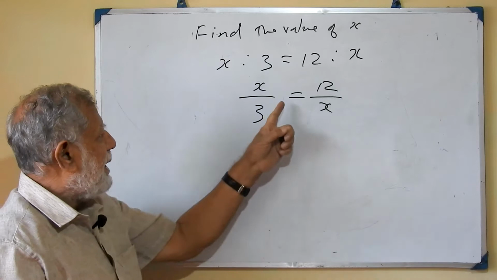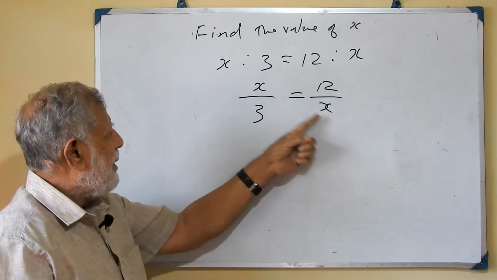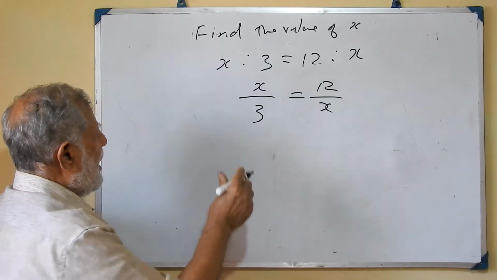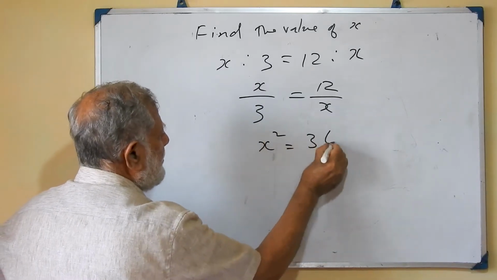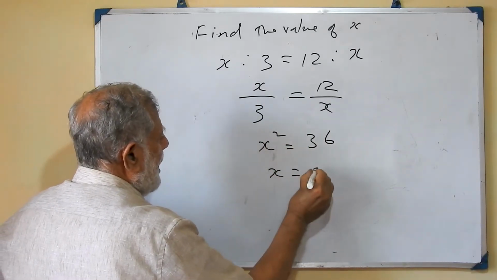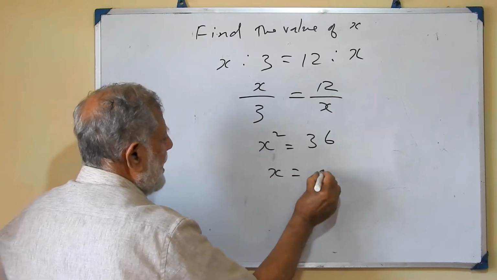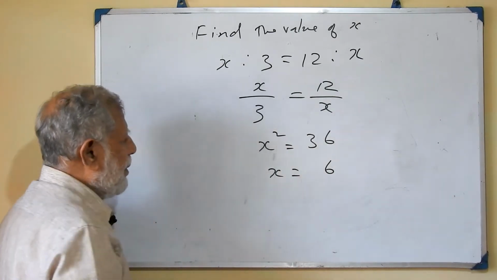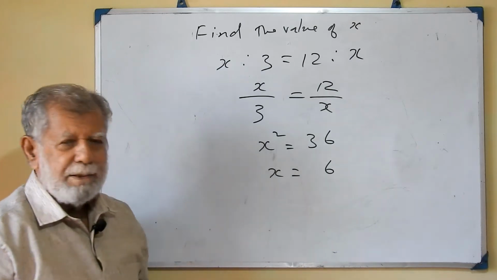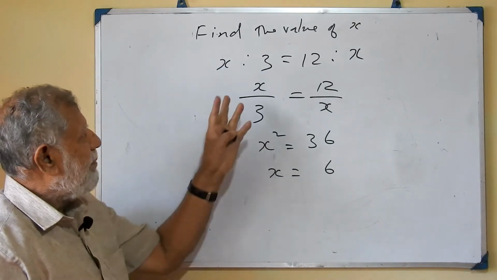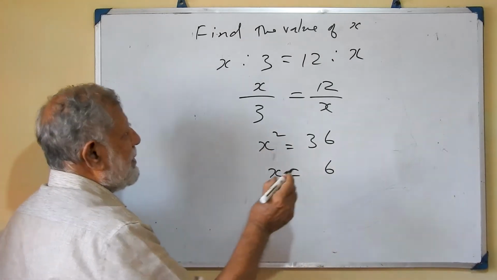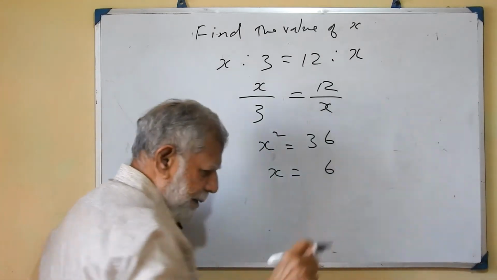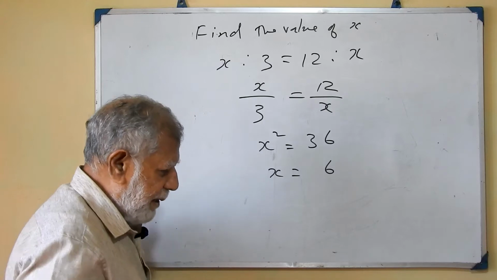Now, when you have equal signs, we know that we have to cross multiply. So we multiply x and x. x squared is equal to 36. So x is equal to the square root of 36, which is 6. So the positive value of x is 6. So this is one type of question that they will give. What you are doing is just cross multiplying and finding the value.